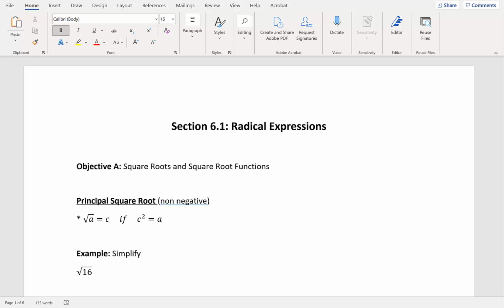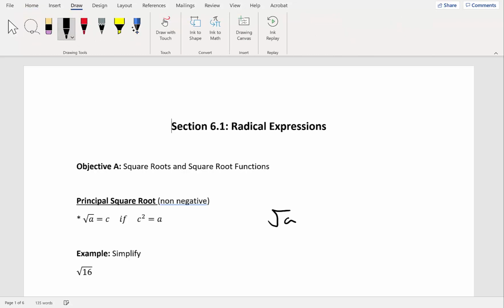Now, square root of a is equal to c if c squared is equal to a. Now just take a look at some terminology here. Now the symbol, this is called the radical sign. Now the expression inside of the radical sign, this has a special name. This is called the radicand.